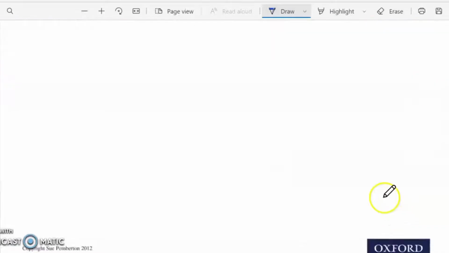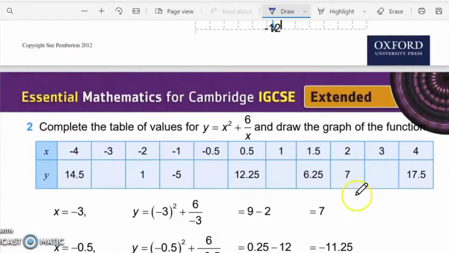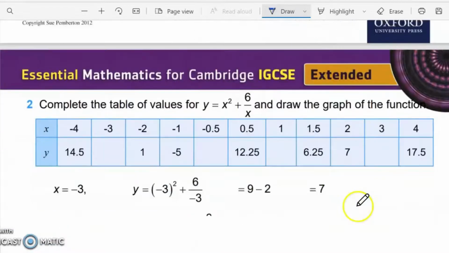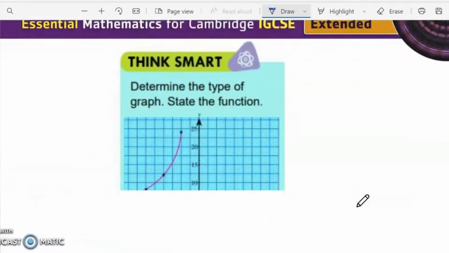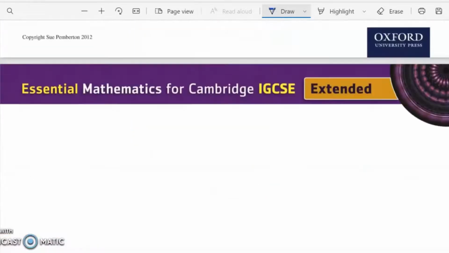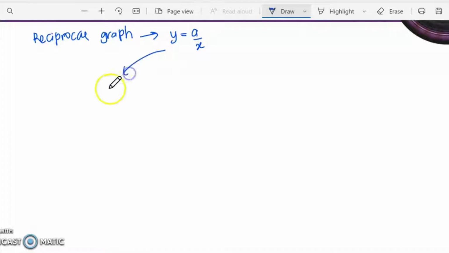It has its own positive and negative reciprocals. So what is the shape of a positive reciprocal and the shape of a negative reciprocal? I will show you the sketch for the positive and negative reciprocal graph. Now, the reciprocal graph is y equal to a over x. It has positive and negative reciprocal.